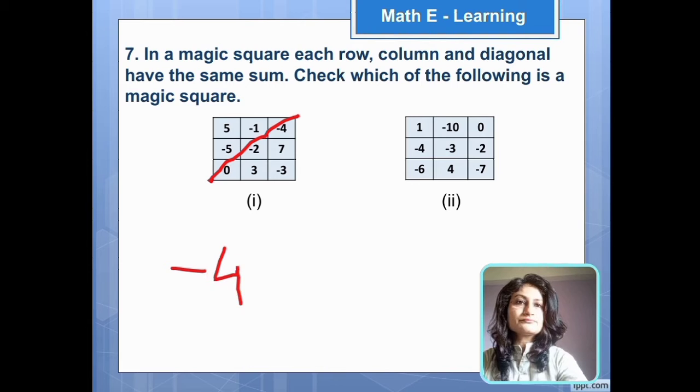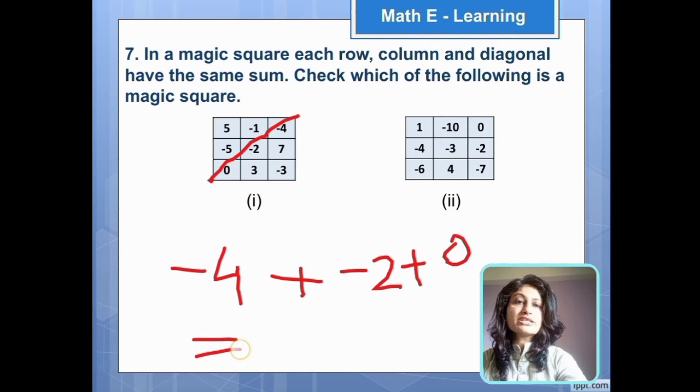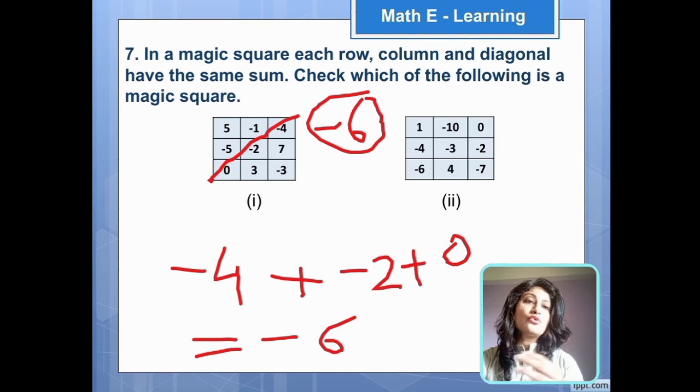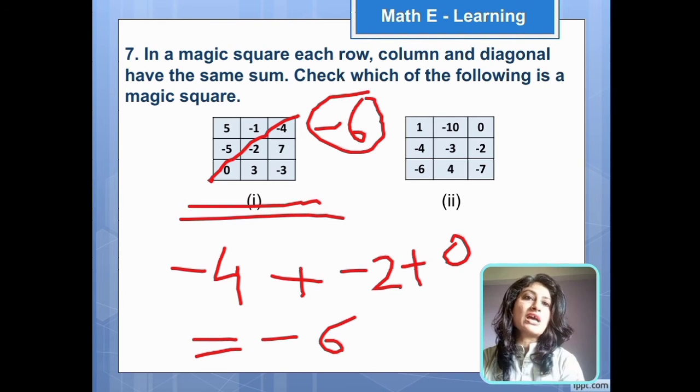Minus 4 plus minus 2 plus 0. Now minus minus plus, so it is minus 6, and only this sum is different from the sum of all rows, all columns and one of the diagonals. So we can say that the sums of all rows, columns and diagonals are not equal here. That means this square is not a magic square.